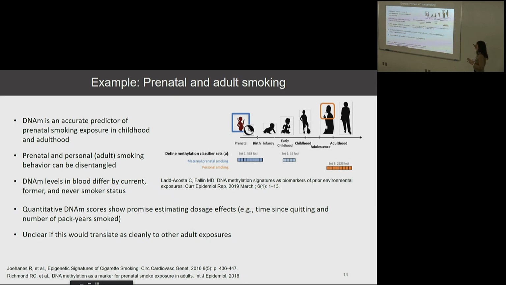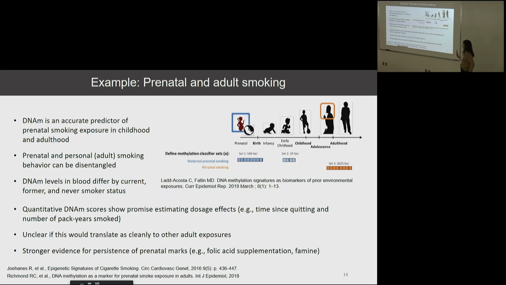I want to say that this is really an exemplar case. We know that smoking has really huge effects on the methylome. So this is something that is quite robust and has been shown. It's unclear if this would translate as clearly or cleanly to other adult exposures or prenatal exposures. So this is a really active area of research, and it's something we can get excited about. But just so you know, so far, it's really only been robustly shown for smoking. I think a lot of this is that the data just haven't been there yet to test it for a lot of other exposures. But that's now going to be something that's coming down the pipeline.